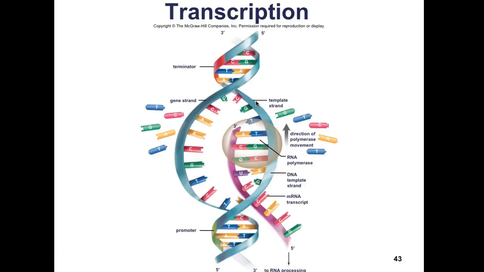So here you can see transcription taking place. Here you have the template strand, there you have the gene strand, and basically where this all began, down here, is your region called the promoter. So that's where the gene starts. And up here we have the terminator. So that's where it's going to stop.